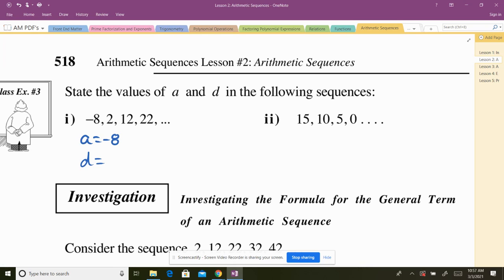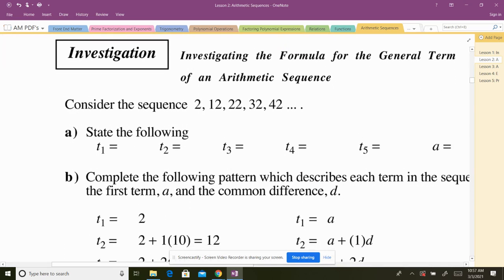You're not saying that with any confidence, though. 10? It's 10, right? To go from here to here, I'm adding 10. Go from there to there, I'm adding 10, etc. Okay, so your common difference, D, is 10. What about the second one? What's A and what's D? What's A? 15. What's the common difference? Negative 5, right? Because you're going down.